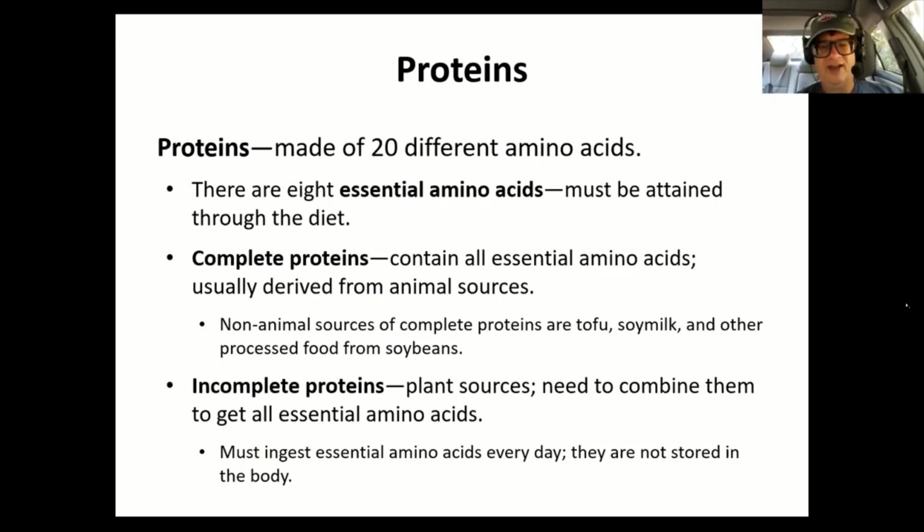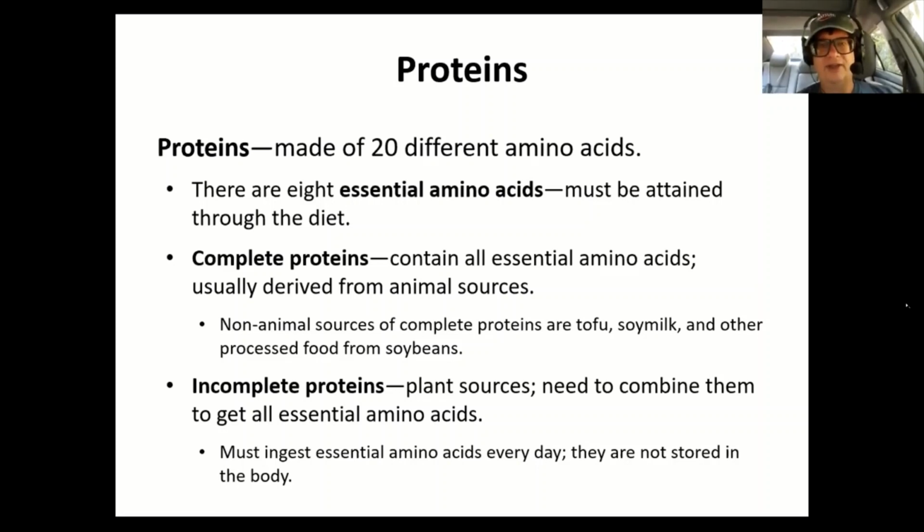Complete proteins have all of this. It says usually from animal sources. That's true, but if you combine corn and beans, you can get a complete protein. The protein in corn is not complete. The protein in the legumes, the beans, is not complete. But when you take both of them in at the same time, you get all 20. Actually, I shouldn't say all 20. You get all the ones you can.